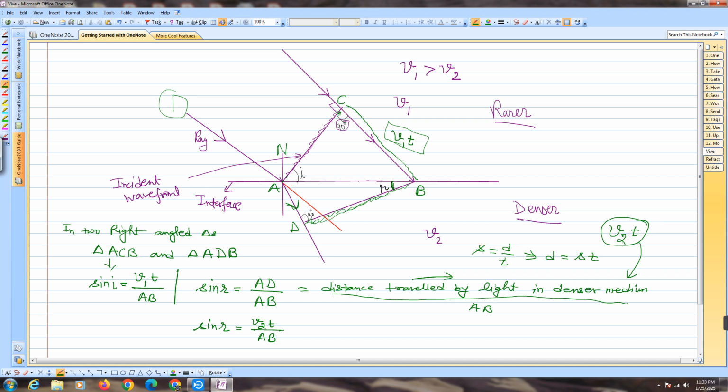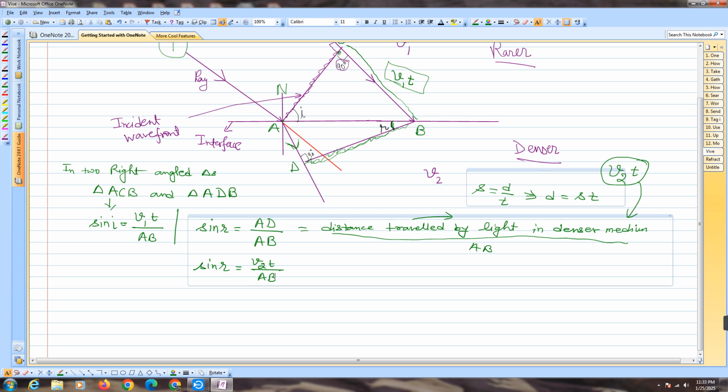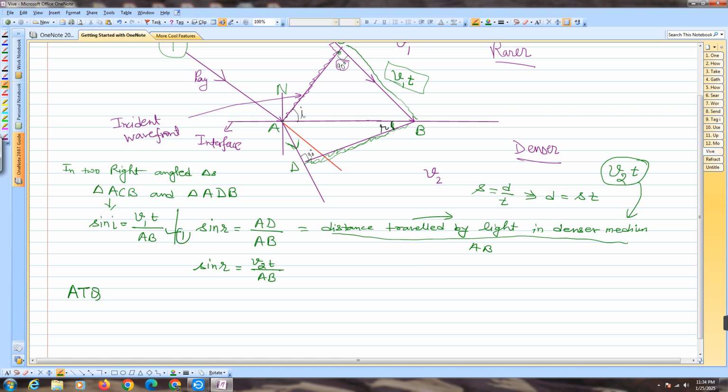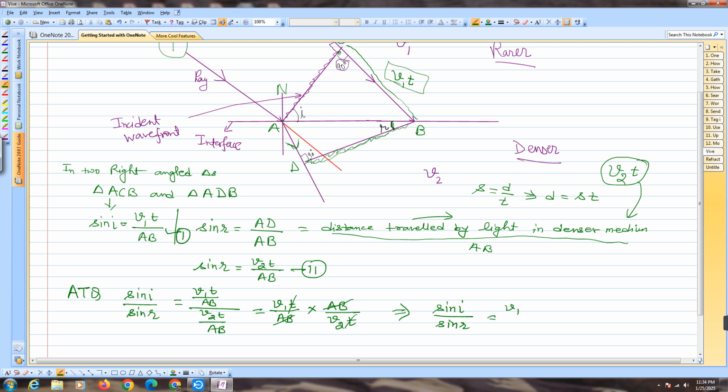Because we have to find the value of Snell's law, we are going to derive the first law of refraction, which is also known as Snell's law. And according to the question, if this is our result number 1 and this is our result number 2, we have to find the ratio of sine I and sine R. So sine I is how much? v1t divided by AB, and sine R is how much? v2t divided by AB. And it can be written like this: v1t divided by AB multiplied by AB divided by v2t. So AB cancelled by this, t cancelled by this, so that implies the value of sine I upon sine R is equal to V1 upon V2.